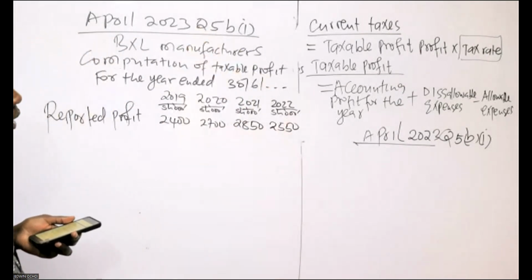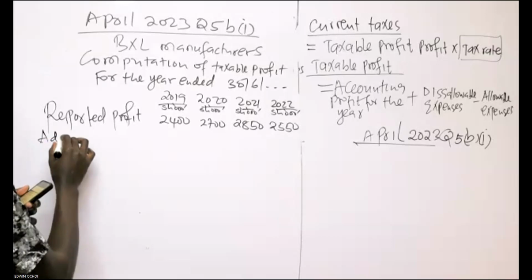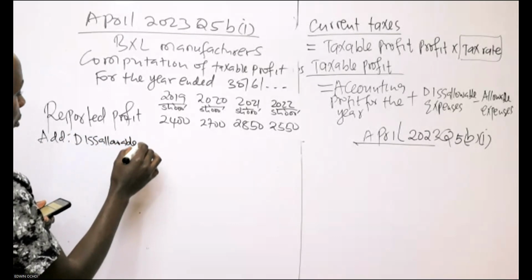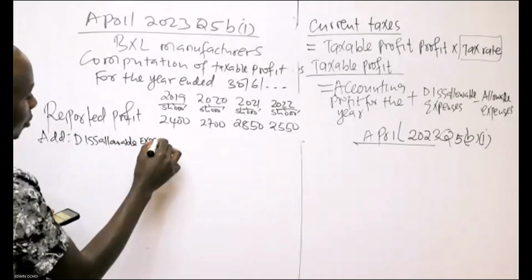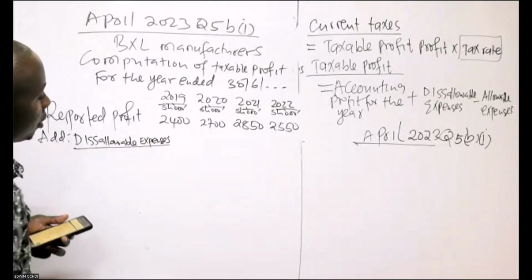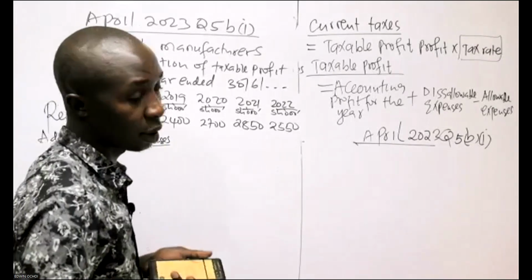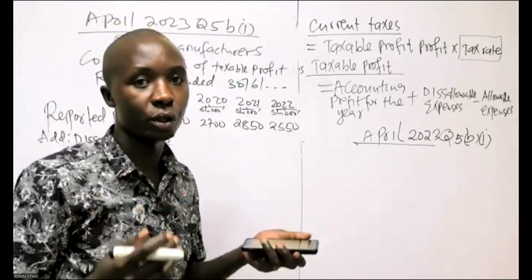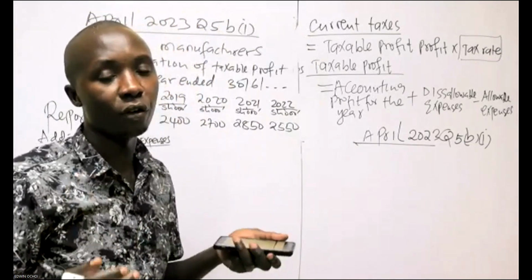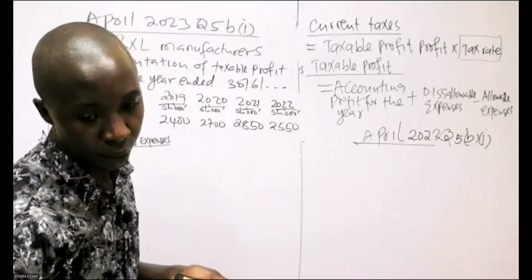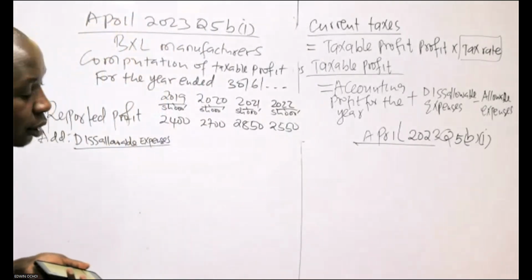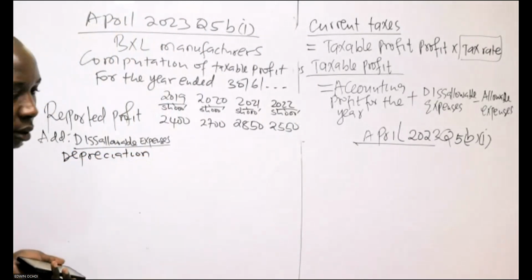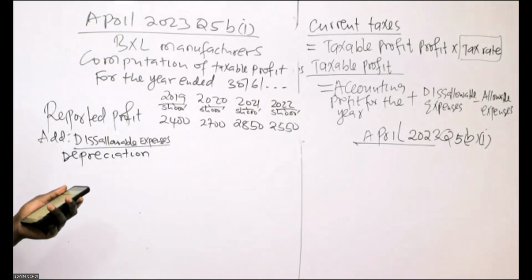Then I said we add back the disallowable expenses. So the disallowable expenses, these are things like depreciations, donations, amortizations, the expenses which don't contribute directly to the generation of business income. So here we have the aspect of depreciation, the depreciation on the asset.